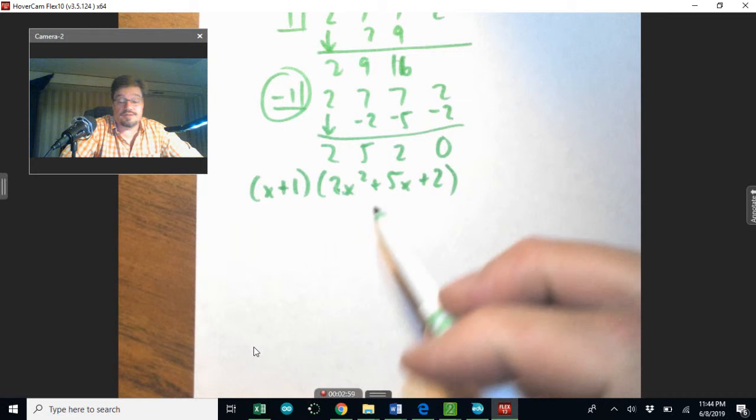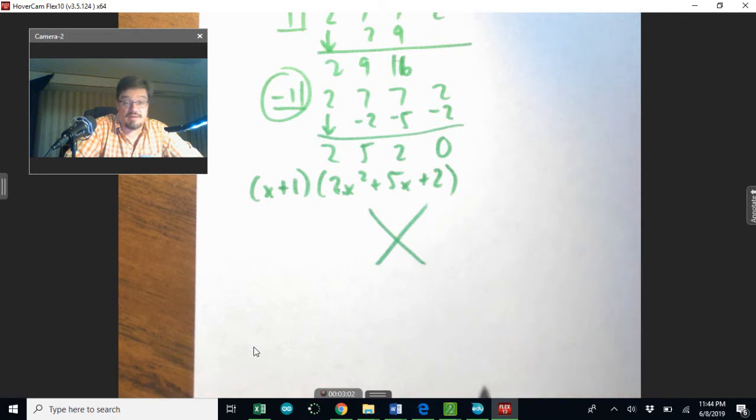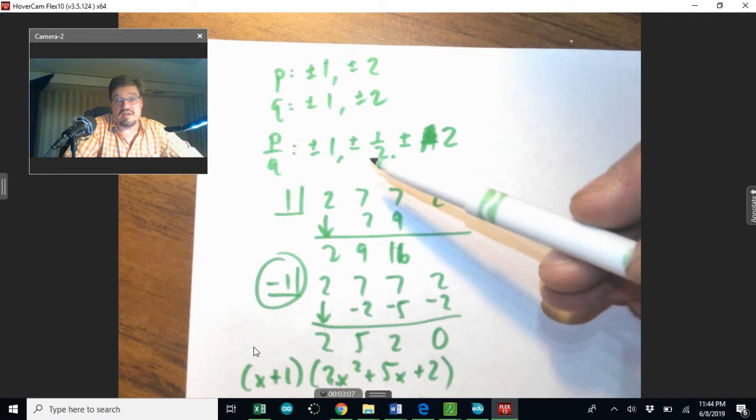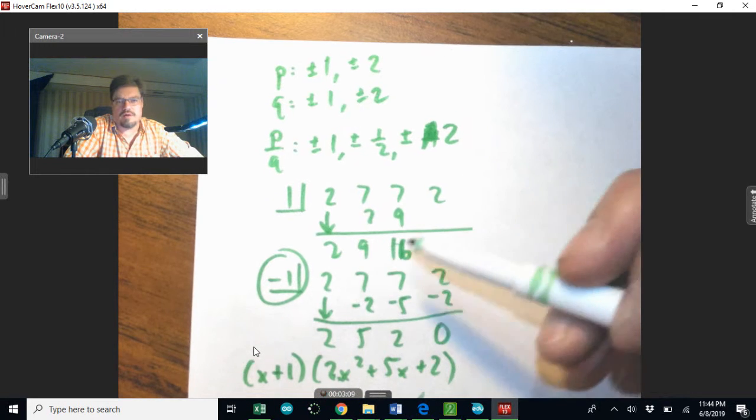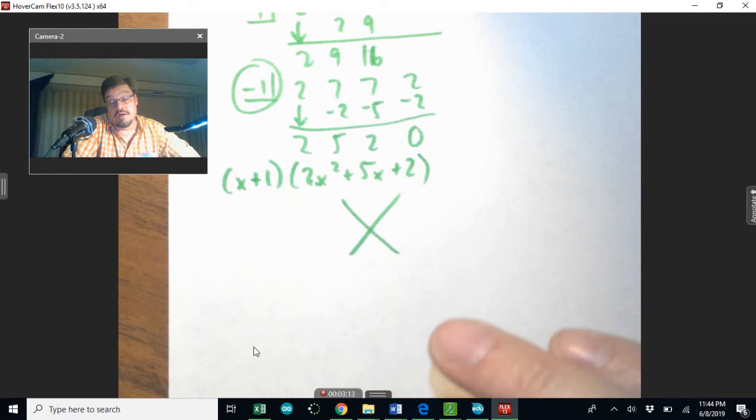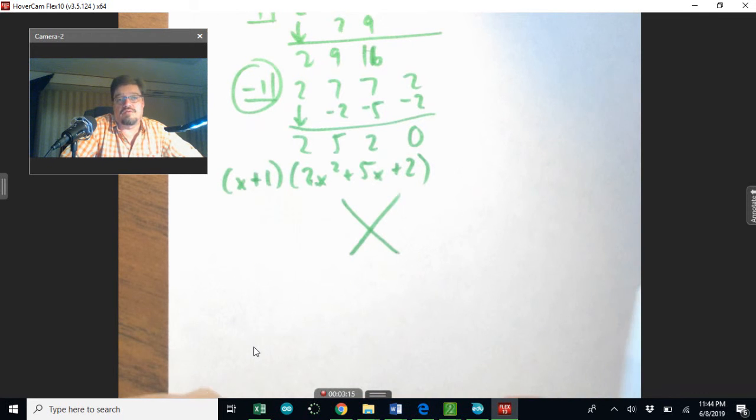Because this is a 2, I will have to use the AC method. I could keep going and do synthetic division with the other ones. No, I already did 1 and -1, so I've got 4 more. I could do that, that's totally fine. But I'm going to go ahead and do the AC method.